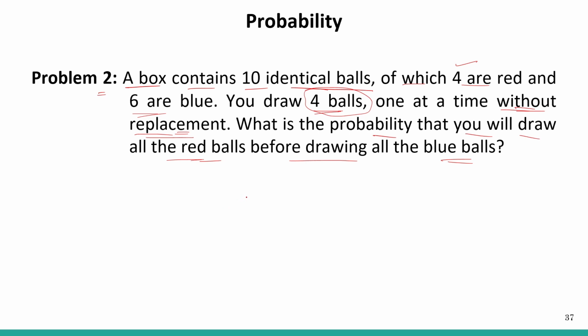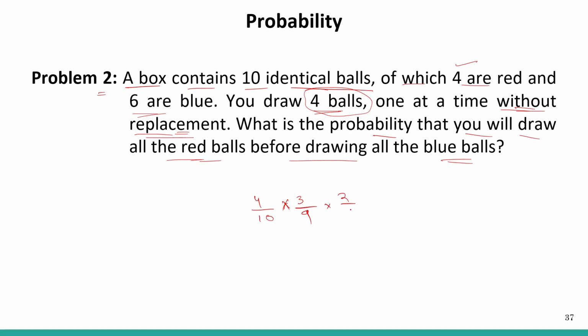For the first drawing, the probability will be 4 by 10, because there are 4 red balls present and the total number of balls in the box is 10. Then for the second draw, it will be 3 by 9, because the total number of balls remaining is 9 and the number of red balls left is 3. And then for the next picking, it will be 2 by 8, because only 2 red balls remain, since 2 are already picked, and in the whole box there are only 8 balls remaining, right?